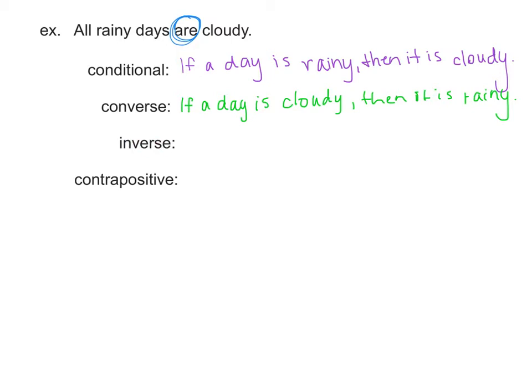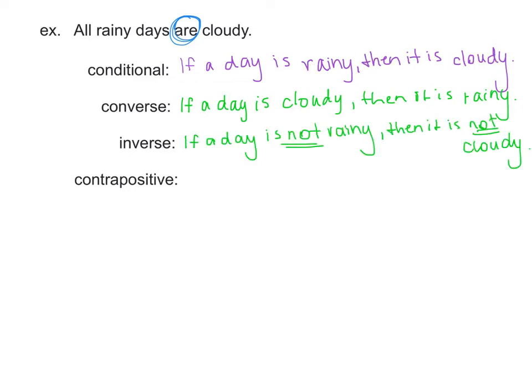Let's talk about the inverse. Remember, the inverse negates the conditional statement. What does that mean? It puts the word not in there. So if a day is not rainy, then it is not cloudy. So for everyone who wasn't quite sure on the last slide what exactly the negating means, or what the word negates means, okay, it's a verb. It changes the verb from is to is not. Okay, and again here, is to is not.